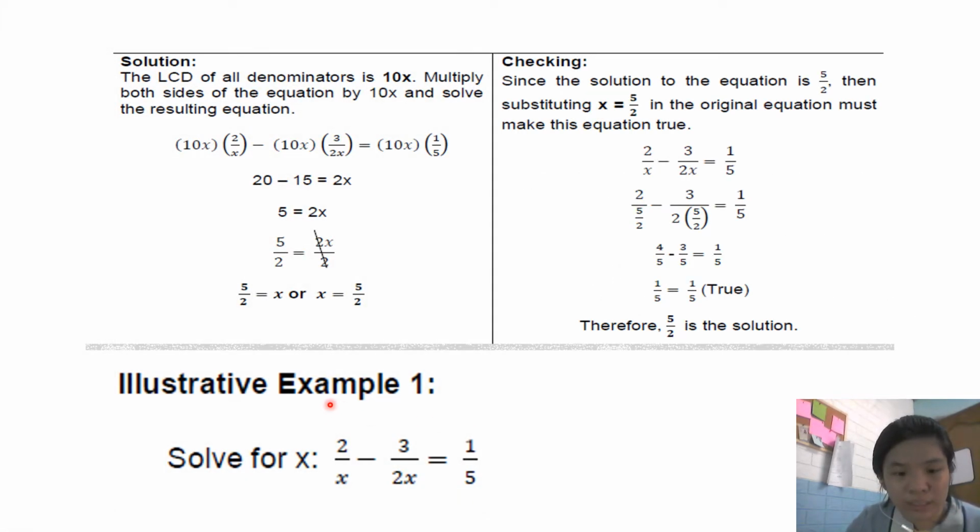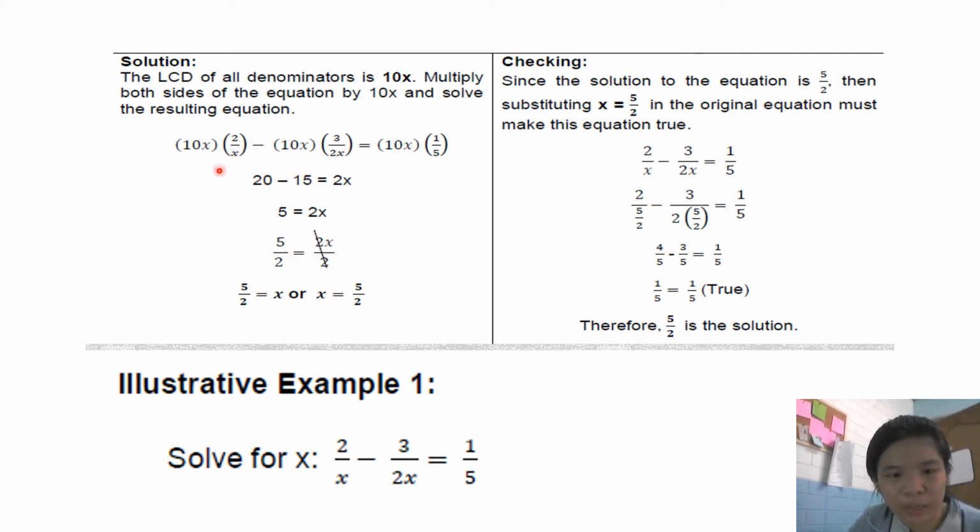So let us look at the illustrative example number 1. Solve for x. So we have the rational equation of 2 over x minus 3 over 2x equals 1 over 5. So here's the solution. Here's the first step. First is you get the LCD of 2 over x, 3 over 2x, and 1 over 5. So what's the LCD? That is x, 2x, and 5. So you know how to get the LCD? The LCD is 10x. And then you multiply it to all the terms.